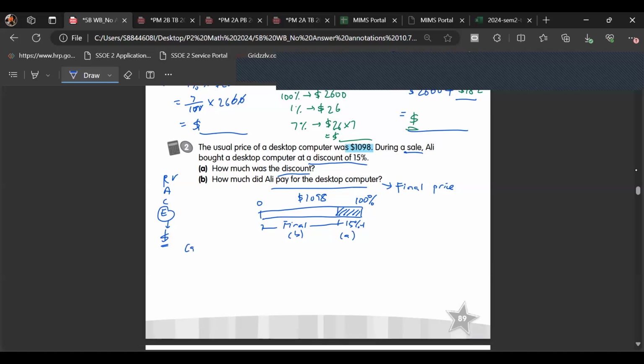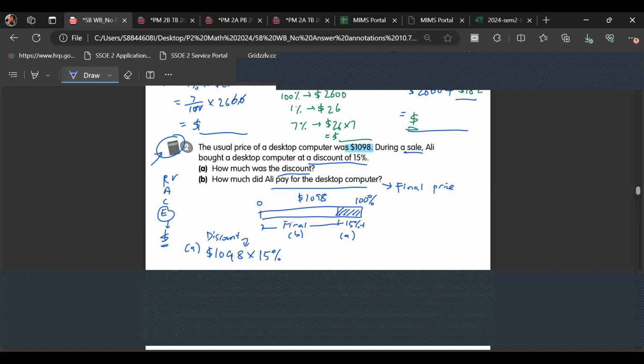So again, we can use a calculator. The first part is to find the discount. The discount is the 15%. $1,098 multiplied by 15%. So please, this really tests calculator skill. So 1098 as 15%. I try using my calculator here.